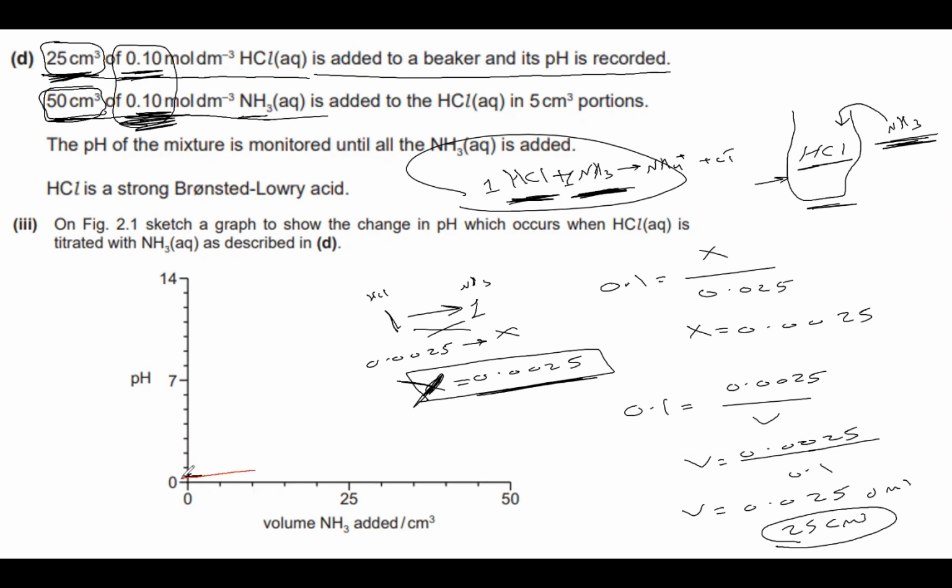As you see here in the red line, we are adding NH3. No significant change is seen because we still have a lot of HCl. All the NH3 that we are adding completely reacts with HCl, okay? So as you see here, guys, nothing changes until we reach 25 centimeter cubic.